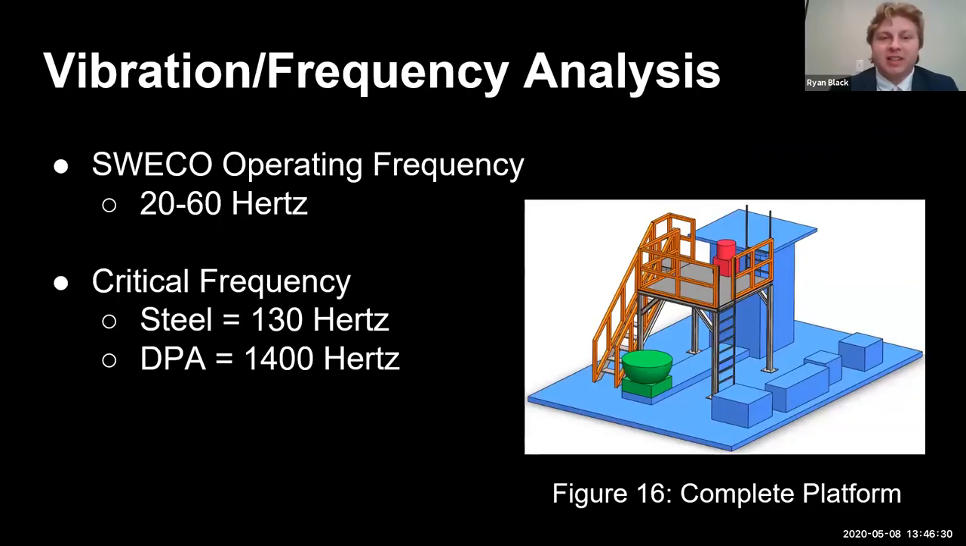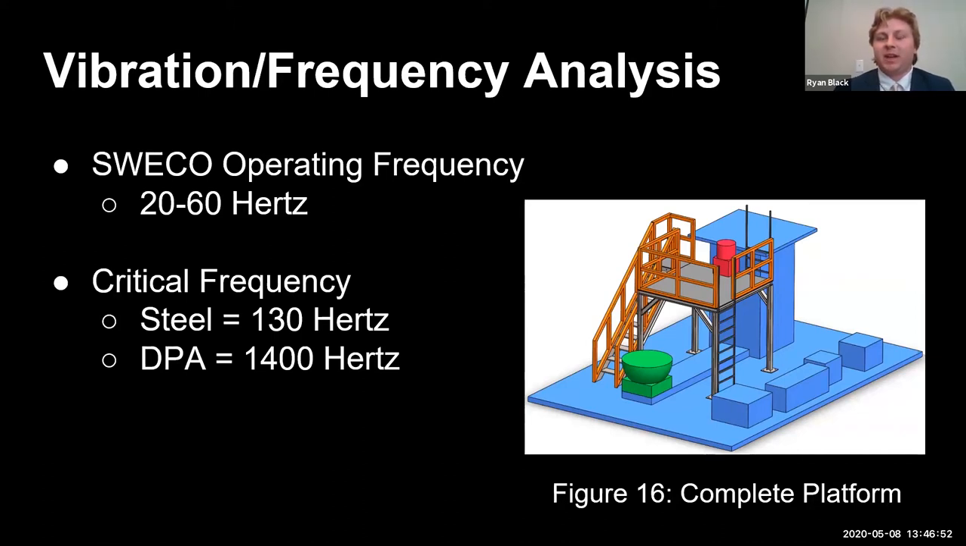For our last engineering analysis that we conducted on our static platform, we did a vibration and frequency analysis. This is due to the fact that the Suico machine is a vibratory screener. Therefore, it operates within a certain frequency range. After talking to our sponsor, they informed us that the Suico would operate anywhere between 20 to 60 hertz.